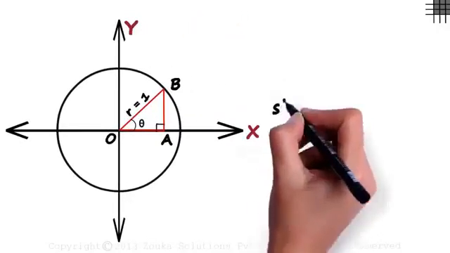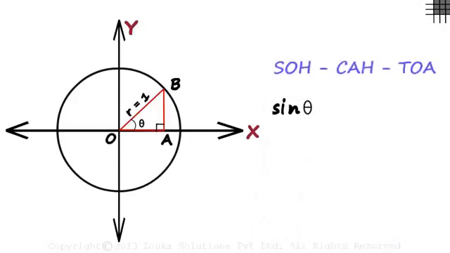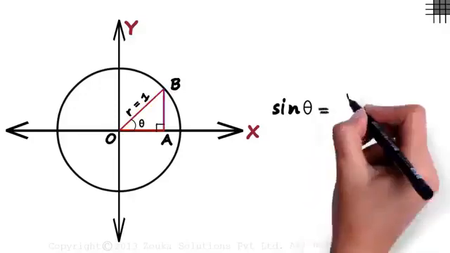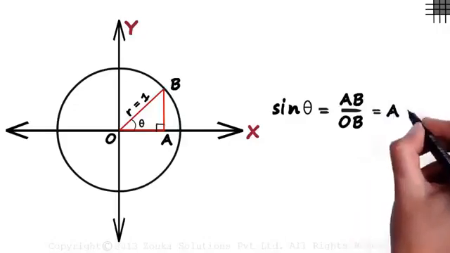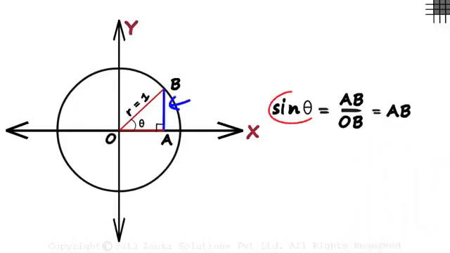First, let's find out sine theta. It's so ka twa, so sine is opposite by hypotenuse. Opposite is AB and hypotenuse is OB. So sine theta will equal AB by OB. But what is OB? OB is equal to 1 unit as it is the radius. So sine theta will be AB. So this length AB is sine theta. We write sine theta next to AB.